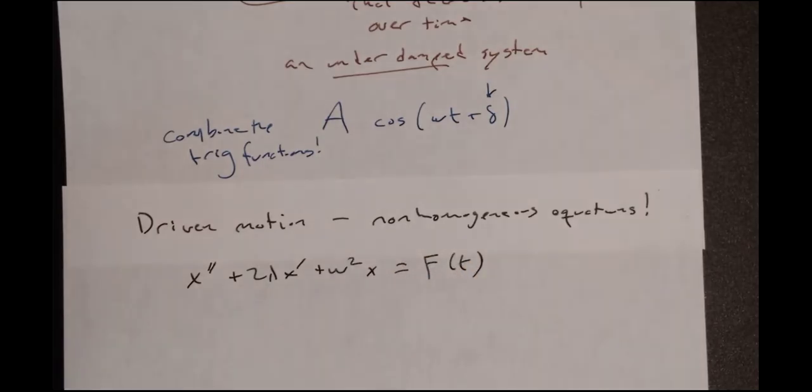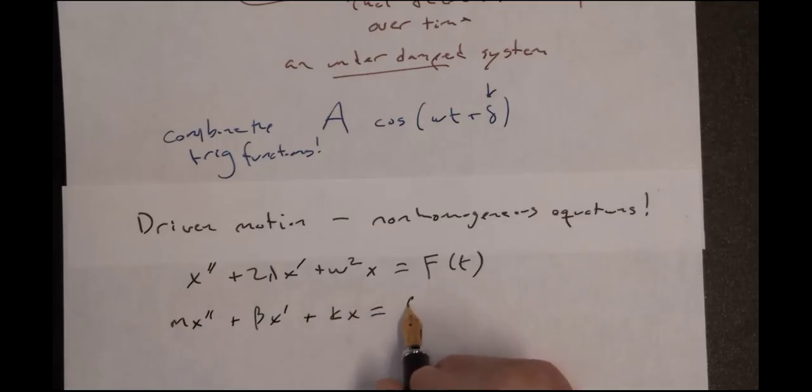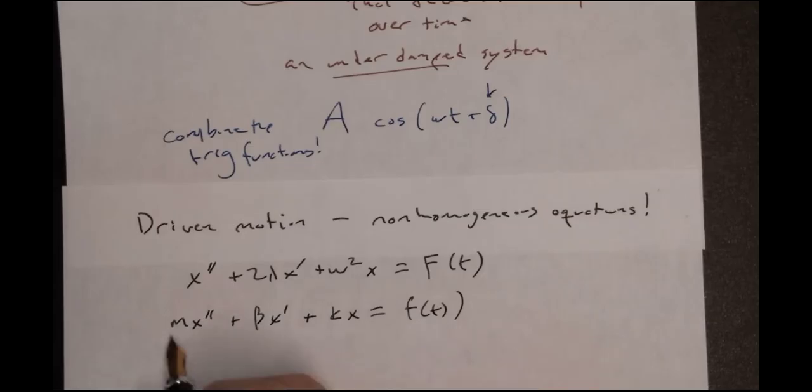a non-homogeneous equation. Now, I've already written this one with x double prime all alone, but it could be mx double prime plus beta x prime plus kx equals some other f of t. But this is a non-homogeneous differential equation. How do I solve something like this?